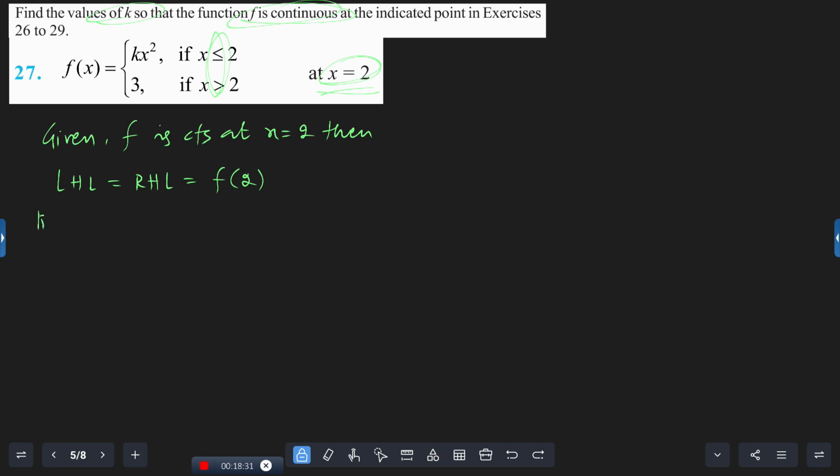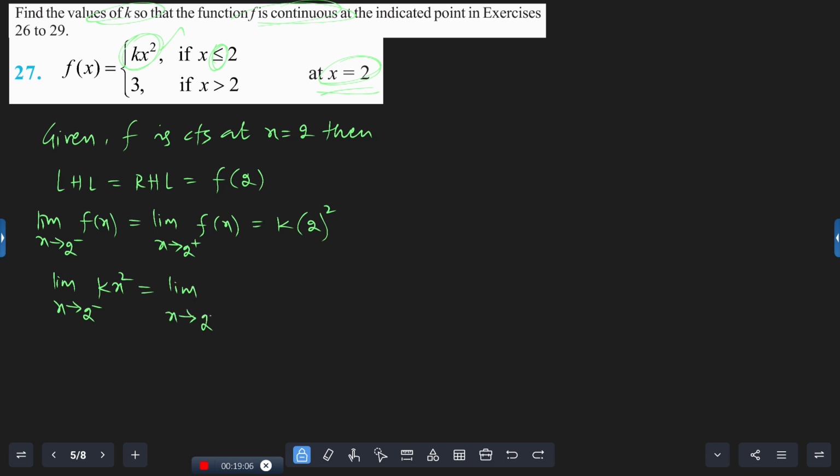Left hand limit: limit x tends to 2 minus of f of x. And here limit x tends to 2 plus of f of x. And at x equal to 2, where we have the equal to in the question, the first one, that means k times x value 2, the whole square. Now limit x tends to 2 minus means 2 and below, so again k x square. Limit x tends to 2 plus means 2 and above, where 3 is given.